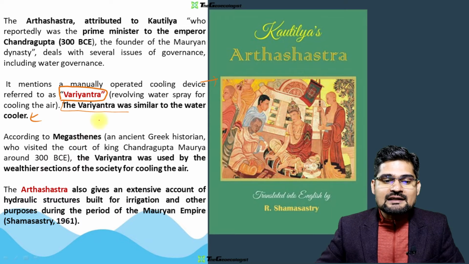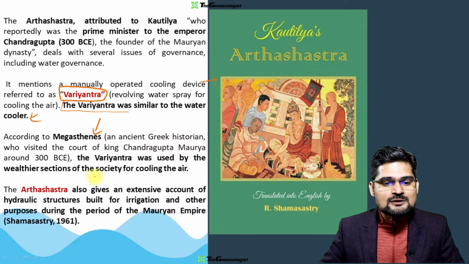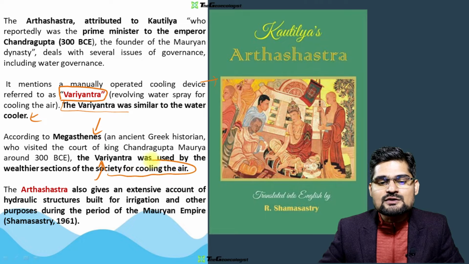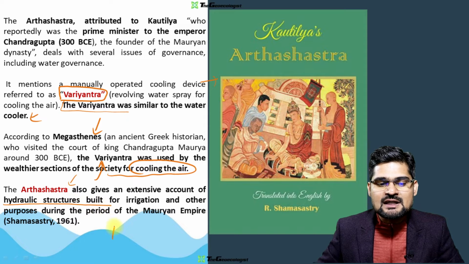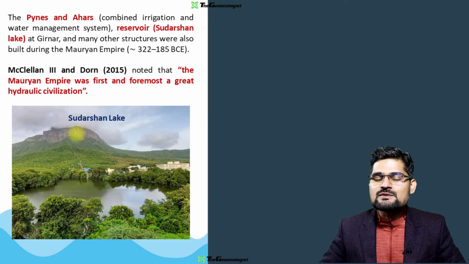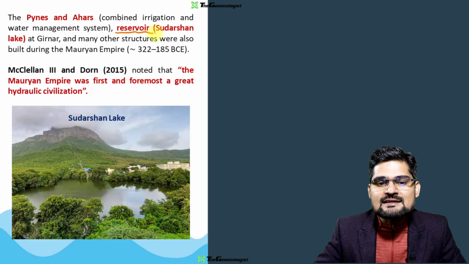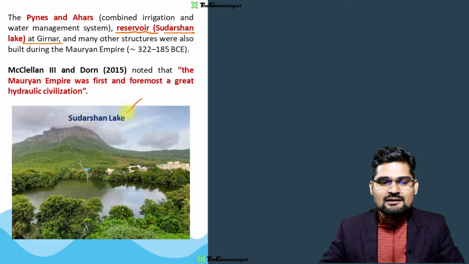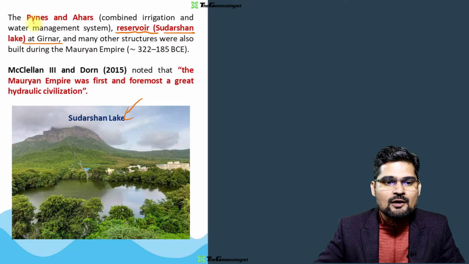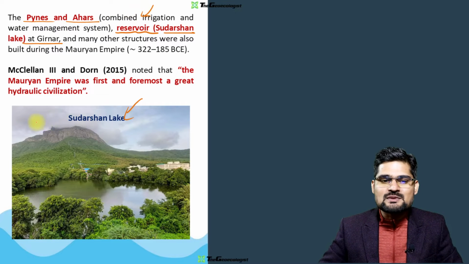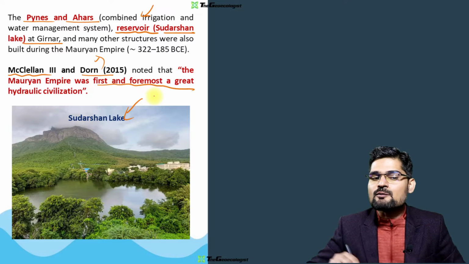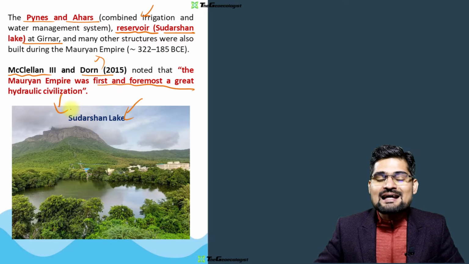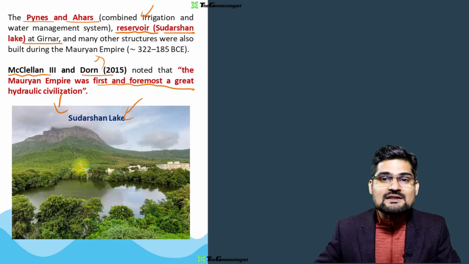Megasthenes, the famous Greek author, also wrote about Varyantra, and society used it for cooling of air. And Arthashastra gives an extensive account of hydraulic structures during the Mauryan Empire. A few examples to remember: the reservoir, that is Sudarshan Lake at Girnar in Gujarat. This is one of the Mauryan structures that we keep talking about. Pines and Ahars, a combined irrigation management system, was very famous in the Mauryan Empire, and authors like MacLean and Dawn have written that the Mauryan Empire was first and foremost to be called a hydraulic civilization because of the water structures they created.